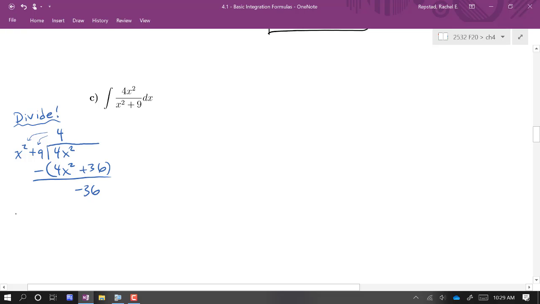But the result here is that the fraction that we're starting with, 4x squared over x squared plus 9, is equal to 4, and then minus 36 over x squared plus 9. So I'm going to start just by rewriting the integral by replacing the single fraction with what we found here.